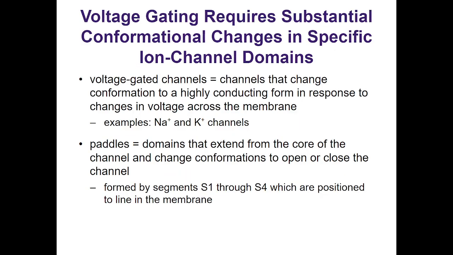Anyways, so there's voltage gating. This is going to require substantial conformational changes in your specific ion channel domains. Your voltage-gated channels are going to be channels that change conformation to a highly conducting form in response to changes in voltage across your membrane. Please understand, I'm not going to make the full thing, but conducting means something a little different than normal conduction. Again, we're talking about polarizations. Some of the examples are going to be the potassium and sodium channels.